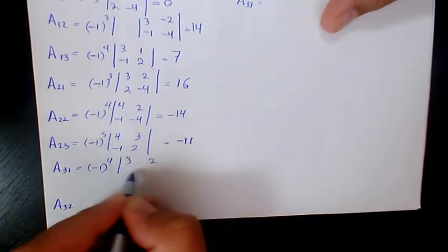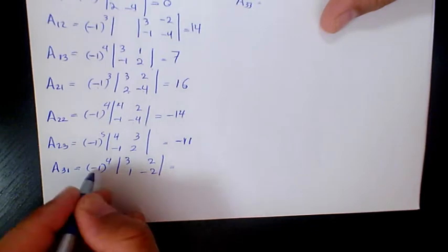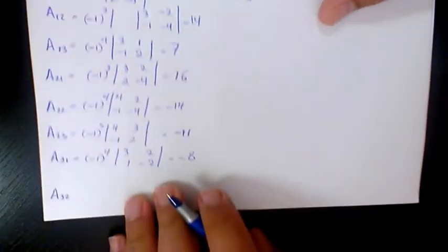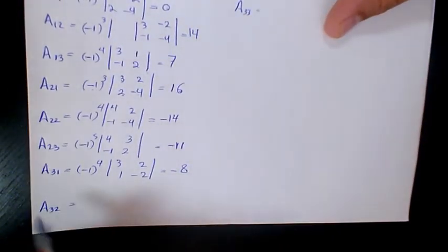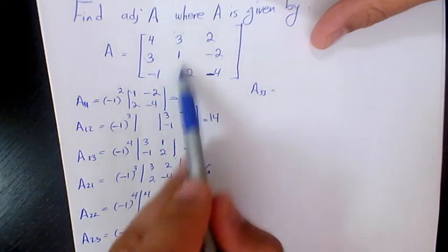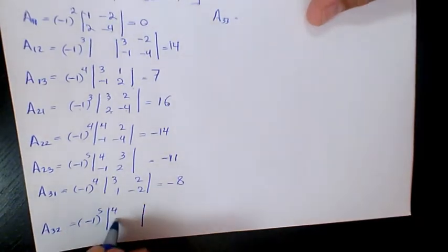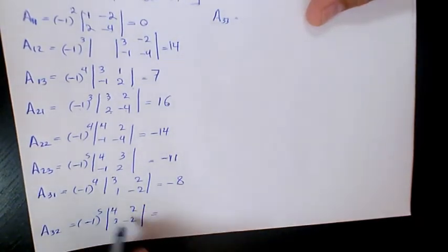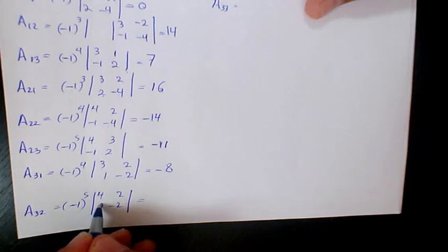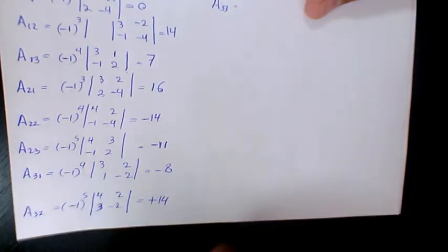3, 2, 1, -2. And that's going to be -6 minus 2, -8, times +1 is going to be -8. A32 is going to be -1 to the power of 5. 3, 2 is going to be this one. We remove this row and column. 4, 3, 2, -2. So that's going to be -8 minus 6 is -14, times -1 is going to be +14.